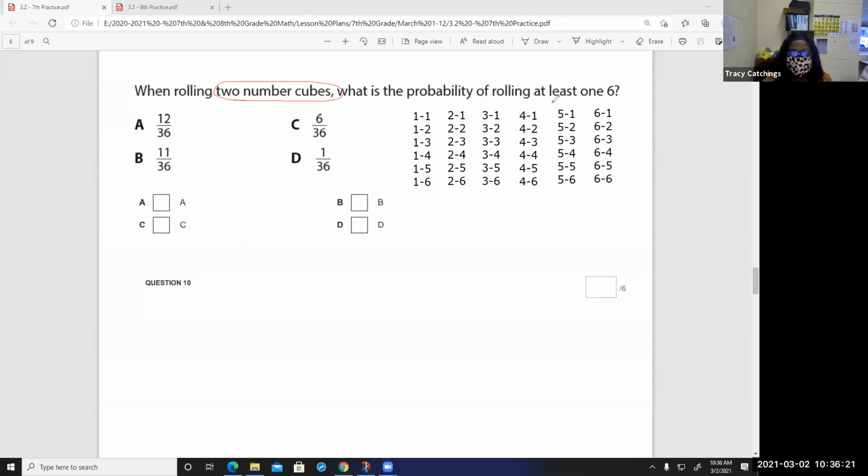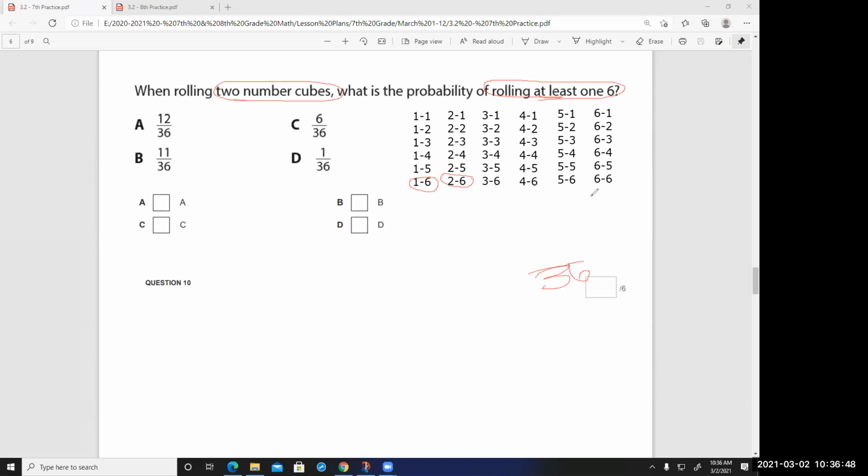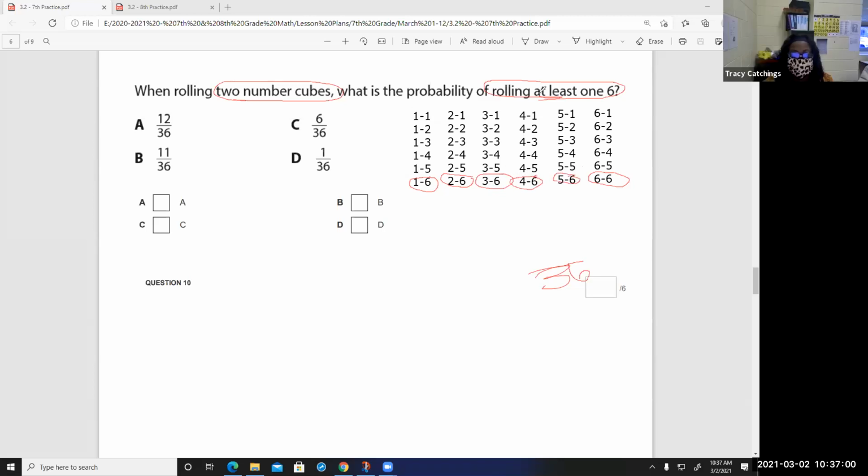All right, so now let's see what they asked. And they said rolling at least one 6. All right, 36 is our total, so that's our denominator. All right, give us some numbers. Rolling at least one 6. 6, 6. 3, 6. 6, 5. Yeah, that means every time I see a 6 on the left or the right, I'm gonna choose it as an option.